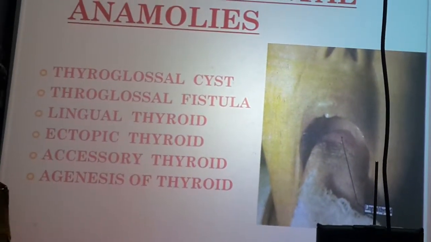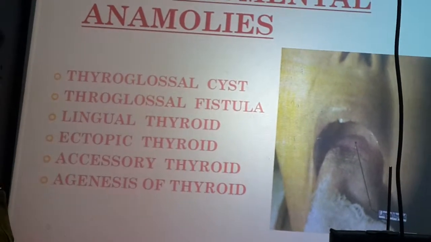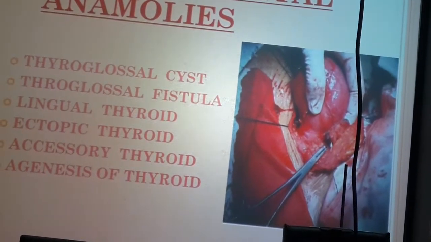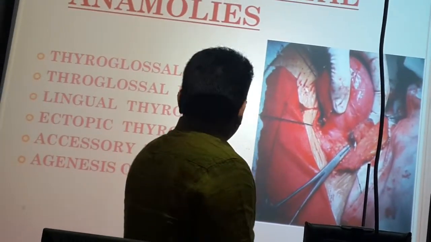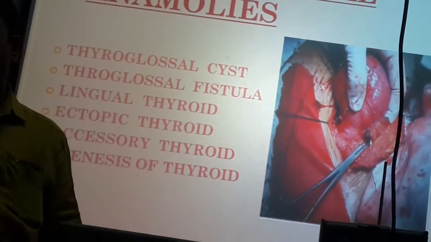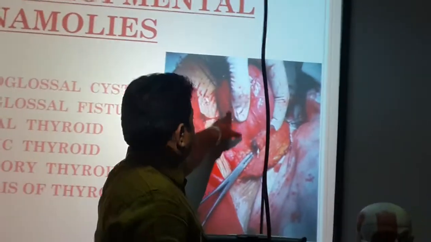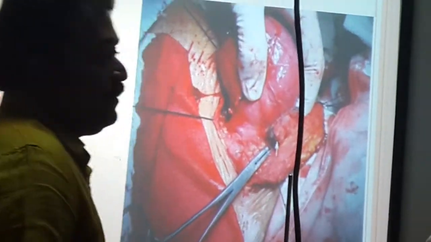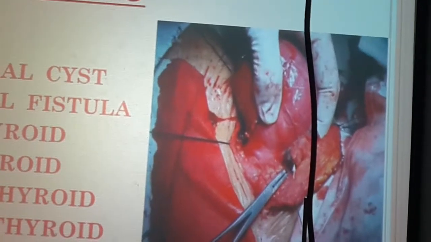Next is ectopic thyroid, thyroid tissue at any site apart from the normal one. Then accessory thyroid, and agenesis of the thyroid, where there is no development of the thyroid gland. This is thyroid tissue, and this is the removal of the accessory thyroid gland.